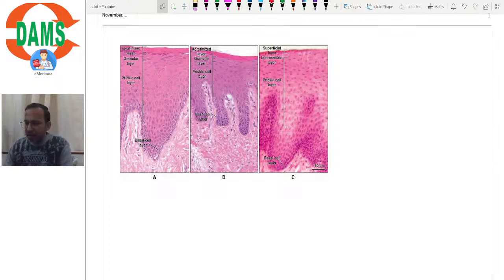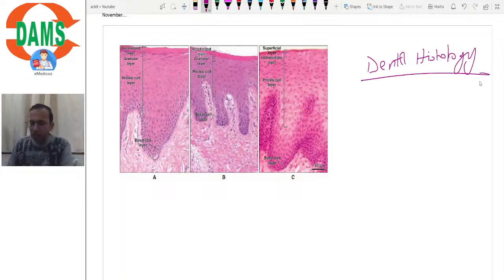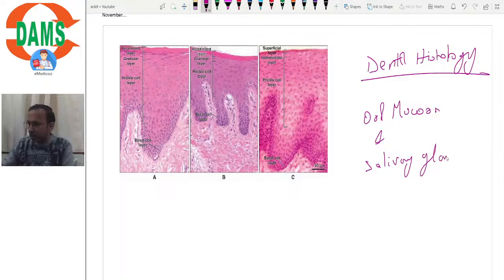So today I'll be discussing a few histology slides from dental histology. Mostly we'll be discussing the slides from oral mucosa and salivary glands. So today we'll be discussing the slides of oral mucosa and salivary glands, right?